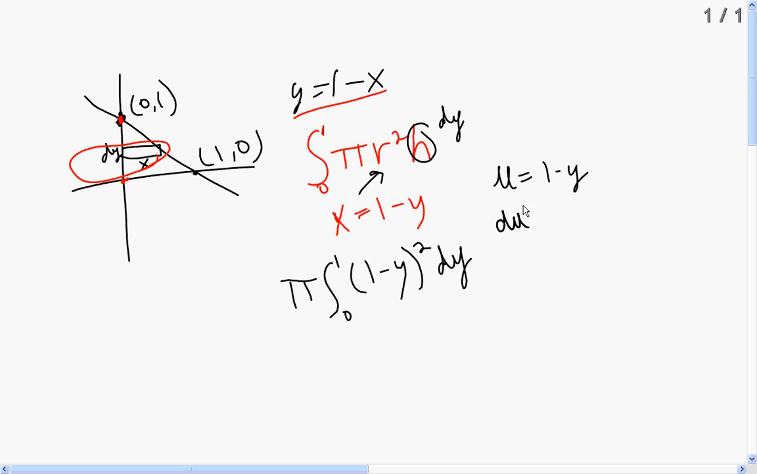Then du is the derivative of that. I already know the derivative of 1 is 0. The derivative of a negative y is a negative dy, right? I have dy, I don't have the negative. So that means that negative du equals dy. So I know when I go to plug this in, this negative 1, understood to be a negative 1, is going to be factored out, outside by this pi, so that's a negative pi times the integral.